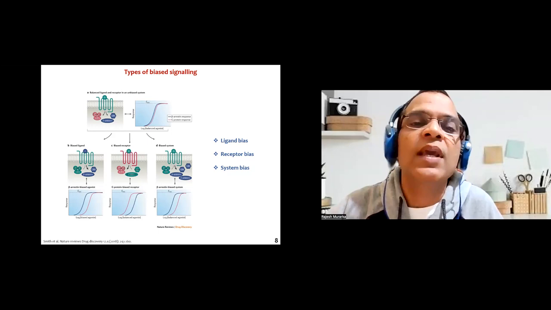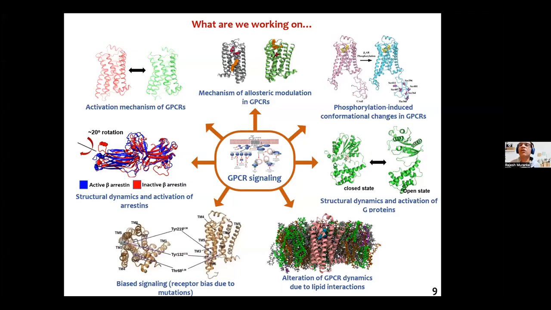And one of the aspects is the activation. We are interested in the activation mechanism of GPCR. It is conserved across all GPCRs, but allosteric modulators bind to the non-conserved binding sites, and they can actually bias the signaling. They can have a positive effect, a negative efficacy, or a positive efficacy, and how they actually elicit this kind of signaling bias, we are working on that as well.